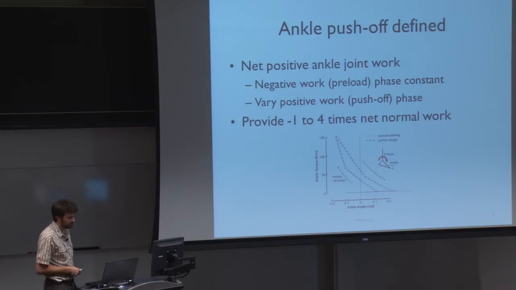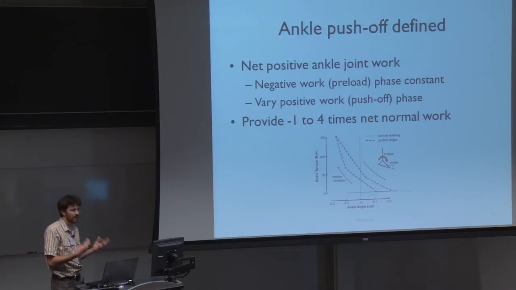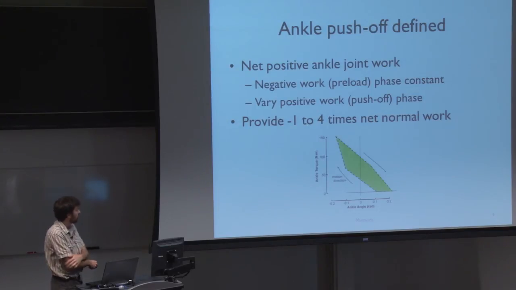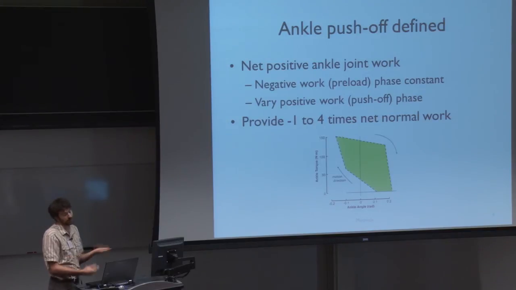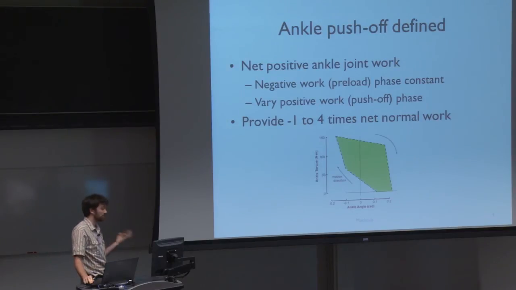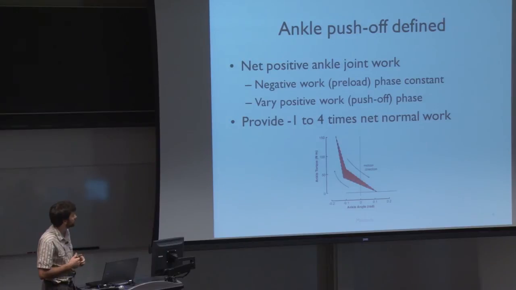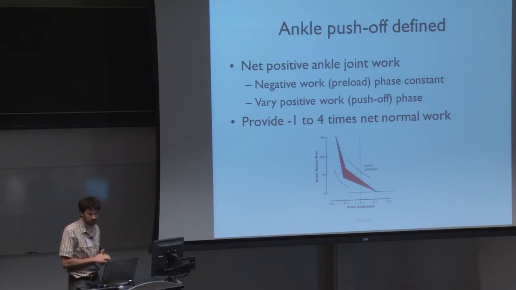So for control, we do a linear piecewise fit of this, and this is our nominal behavior that we do torque control on. We then increase push-off work from 1 to approximately 4 times the net work of the healthy ankle. And we're also interested in what happens when you reduce push-off, so we vary from normal down to -1 times normal push-off.